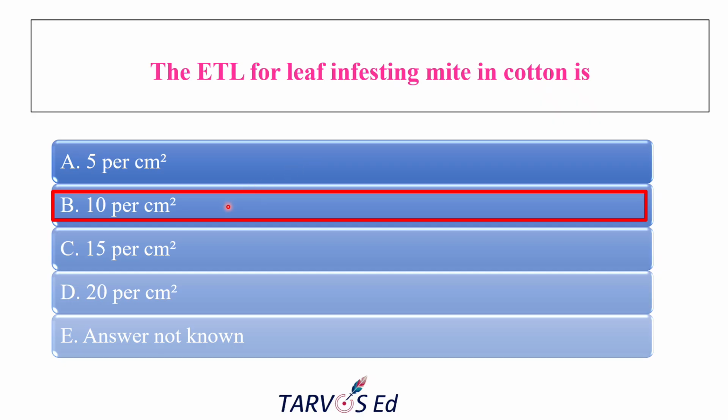You count the mites on the undersurface of 20 to 30 randomly selected leaves from the middle canopy. You have to select 20 to 30 leaves in the middle area of the cotton field and calculate the average per centimeter square. If it is more than 10, spraying is advised.